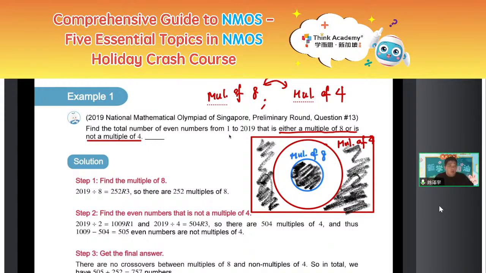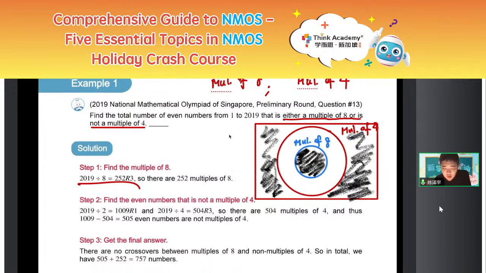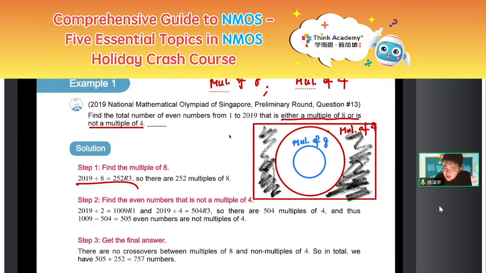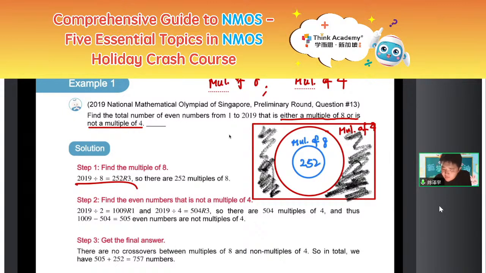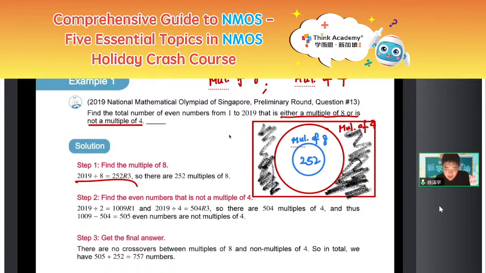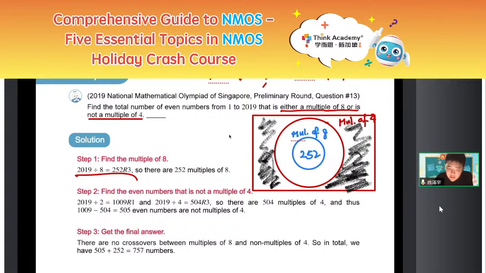And then I think it will be better for you to understand the solution over here. What are we looking for? Divided by 9, we're looking for how many multiples of 8 there are. The solution says there are 252 multiples of 8. That means inside the middle circle, there are 252 numbers. Now we need to find an even number that is not a multiple of 4. So first of all, the biggest rectangle will be all the even numbers.